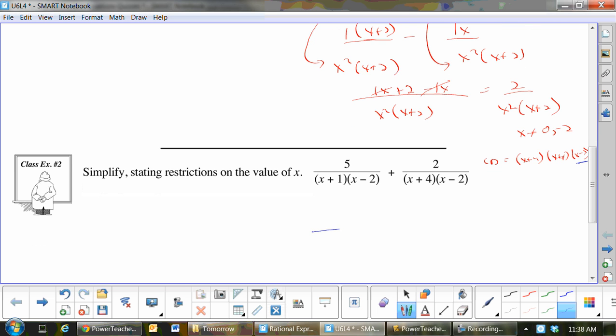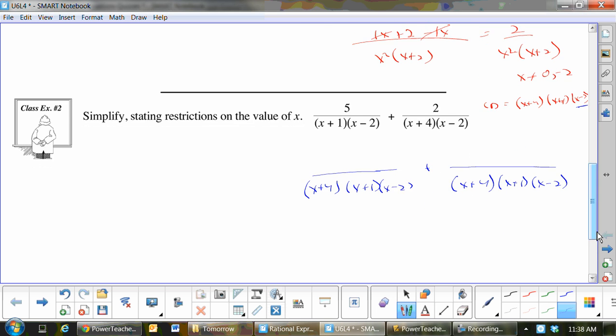Okay, so what I'm going to do is write x plus 4, x plus 1, x minus 2, that's plus, x plus 4, x plus 1 times x minus 2. I'm doing the same thing I did yesterday. Now, what do I have to do to here? What would you have to do there to get there? You'd have to multiply by x plus 4, right? So let's do the same thing to the top. 5 times x plus 4.